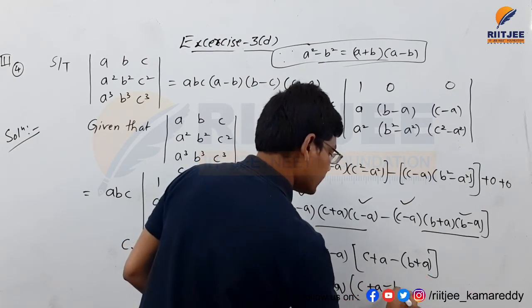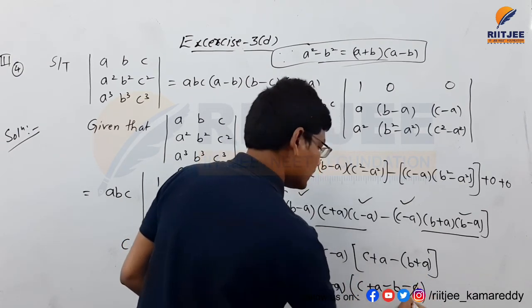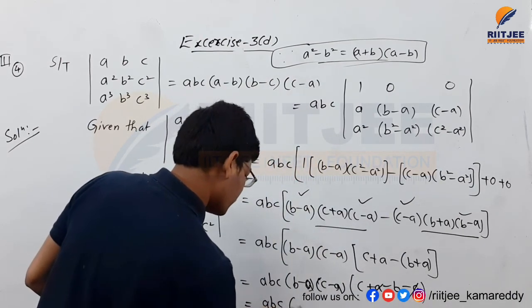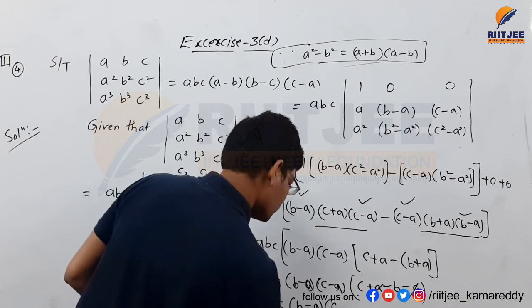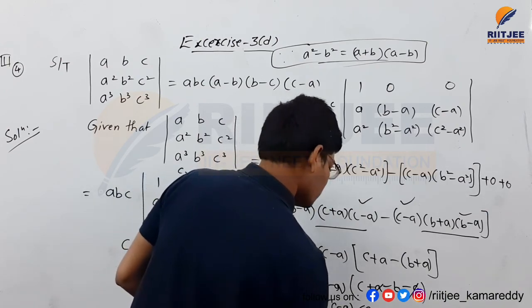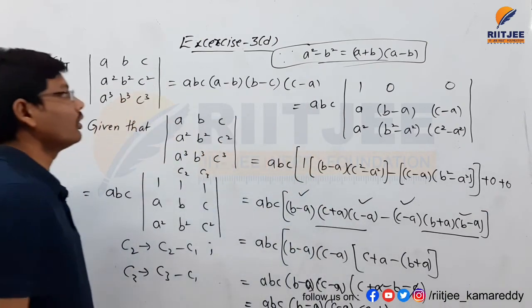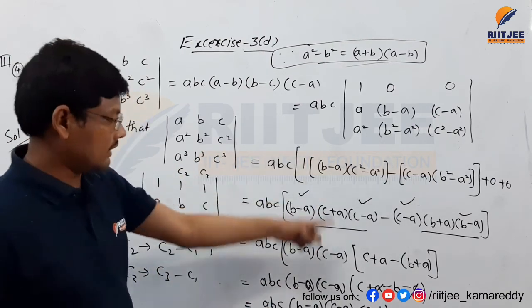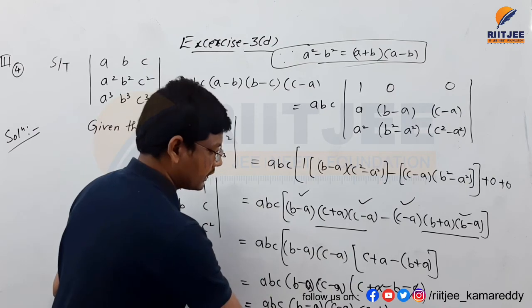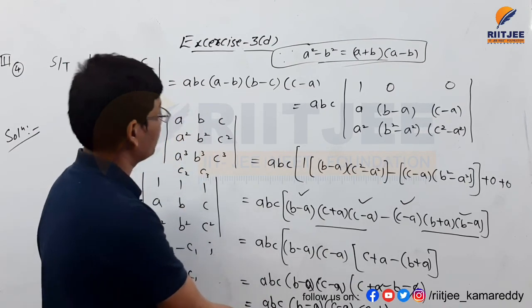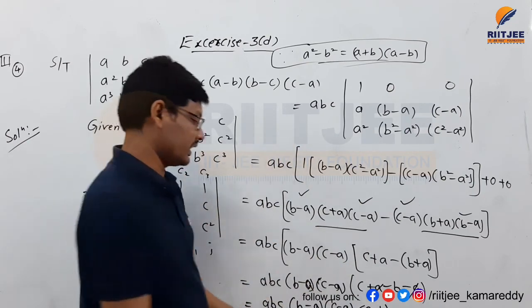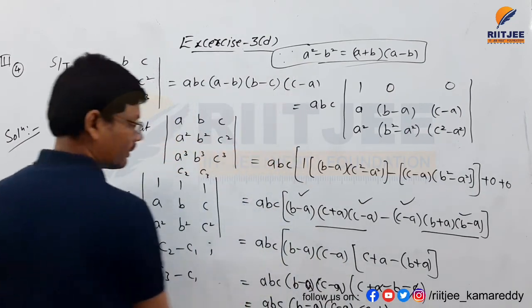If you simplify, plus a and minus a get cancelled. So abc into b minus a into c minus a into c minus b. But if you observe, c minus a is common and okay, but b minus a is there and this is c minus b, so this is not okay. Only one term is matched here.